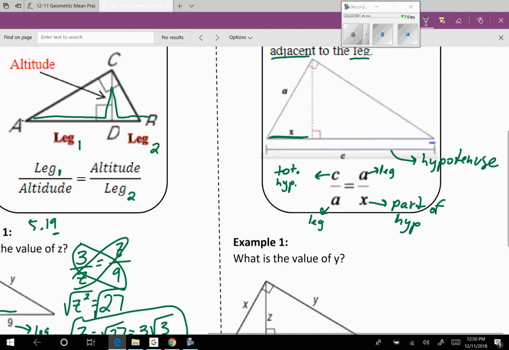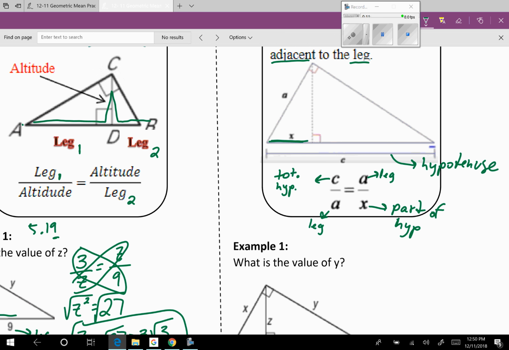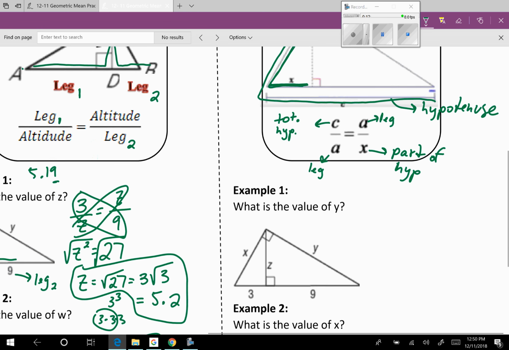So we have A, and we're comparing it to C, the whole thing. There's one boomerang. And then you have A, and you're comparing it to X. There's your second boomerang. If you draw your two boomerangs, you know how to do your ratios, your proportion.